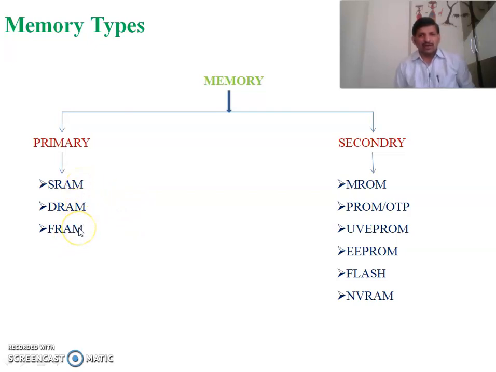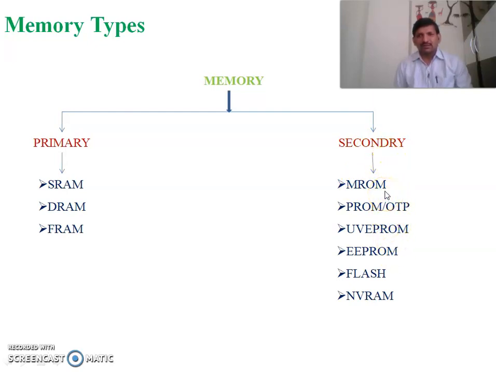Next, ferroelectric random access memory. It is very fast compared with SRAM and DRAM. Next, secondary memory. Secondary memory means that information is stored permanently. Permanently, in the sense that even when the power is off, the data is stored. Examples are hard disks and so on. There are different types of secondary memory devices.